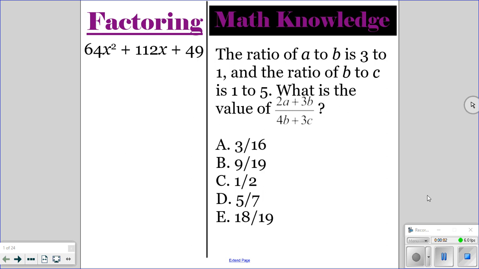Alright, so y'all go ahead and do the factoring and the math knowledge question for today. Pause the video, and then once everyone is finished, you can unpause the video, and I'll go over the correct answers. So for the factoring, you can do remove, replace, reduce, and remove the 64.